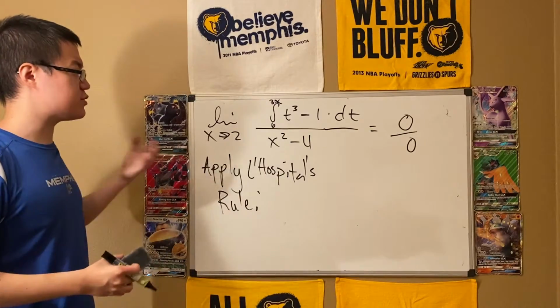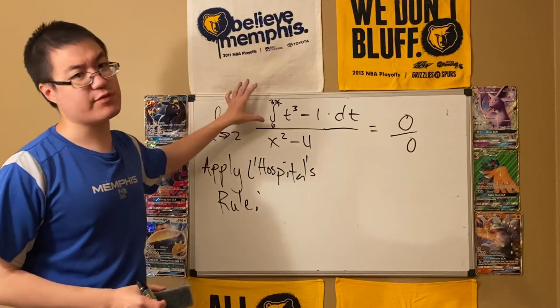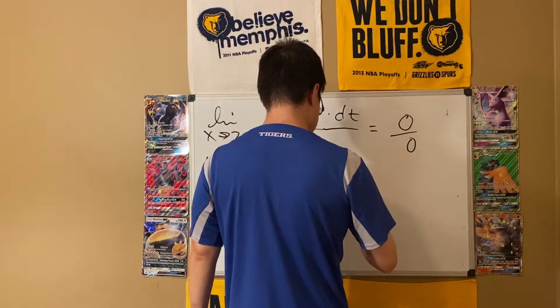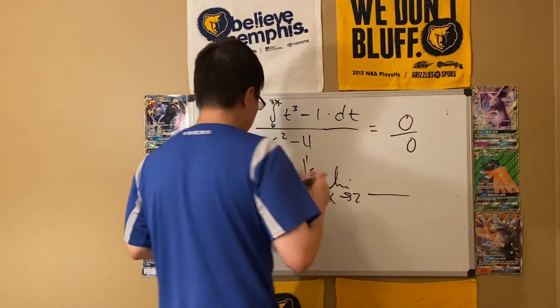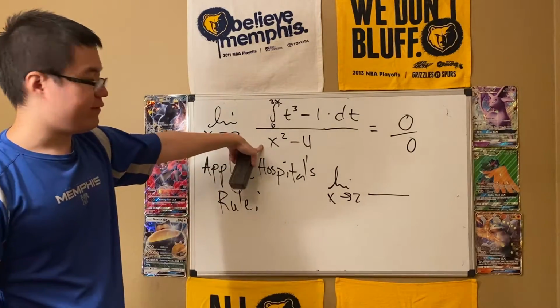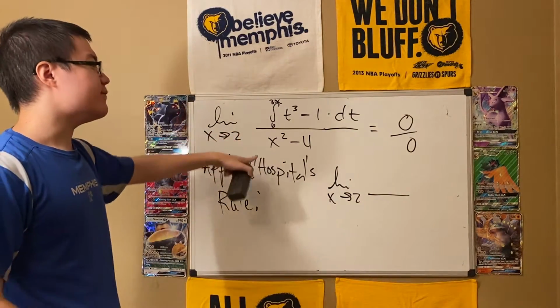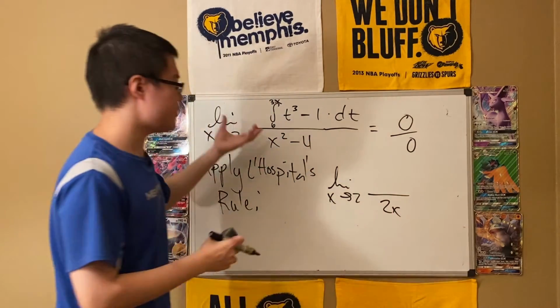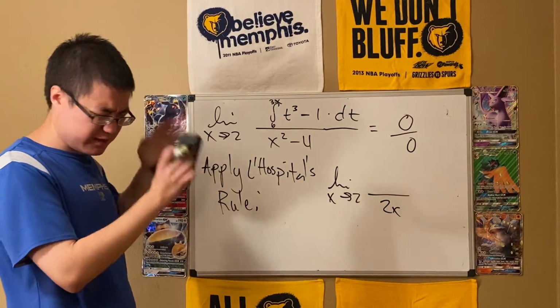So remember what L'Hopital's rule says is you take the derivative of the top and the derivative of the bottom. So I'm going to take the derivative of the bottom first. Again, I like to do easier things just to build my confidence a little bit. So the derivative of the bottom using power rule is just 2x. So now I look at the top and it looks really nasty and I don't want to do it and I'm scared.